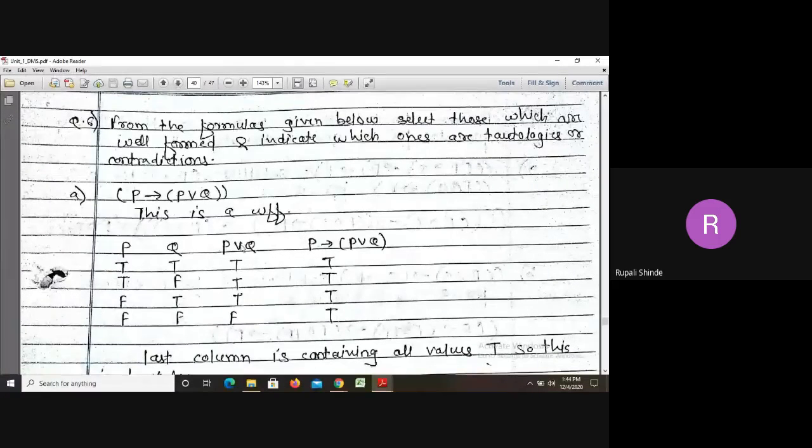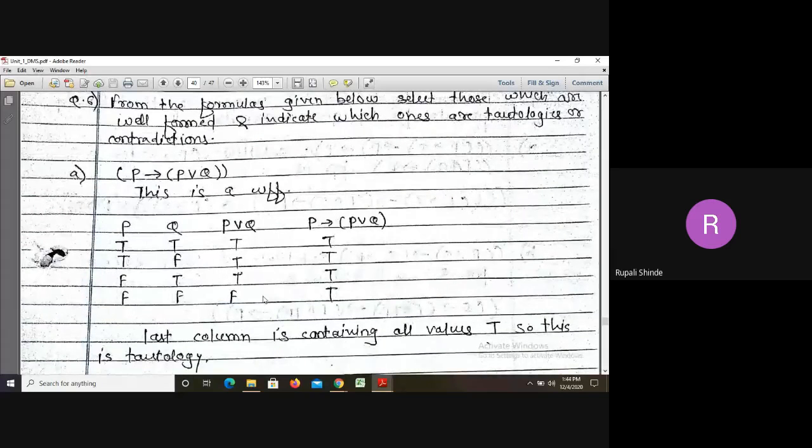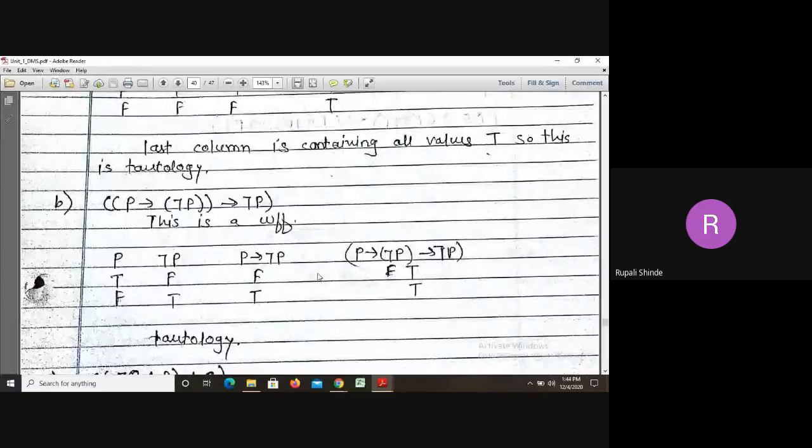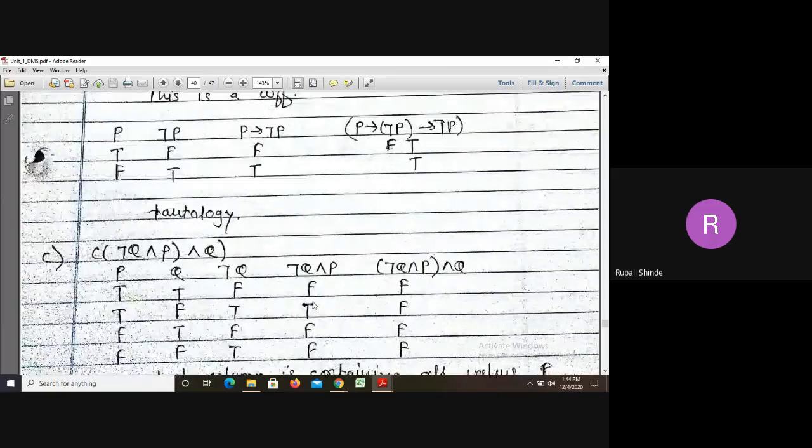Now we just have to form a truth table for this one, and check whether all the values in the last column are T. If they are, then we can say this is a tautology. So for this first one, it is a tautology because all the values are true only. Now for this second one, again it is a well-formed formula and the last column contains all the values as true. That's why this is a tautology.